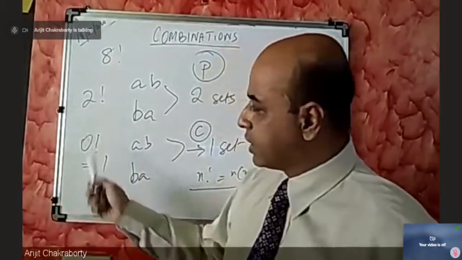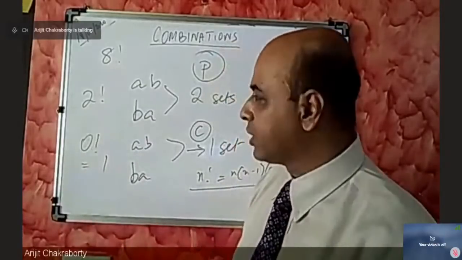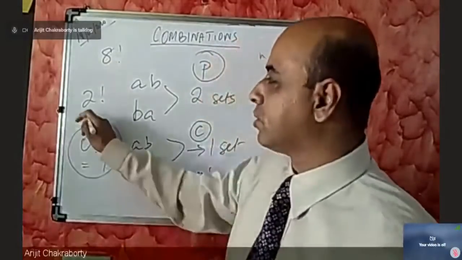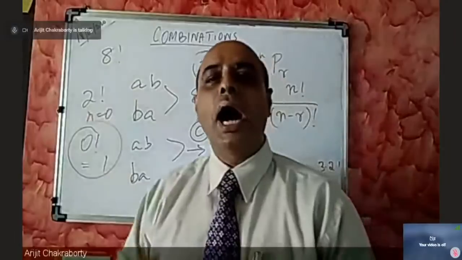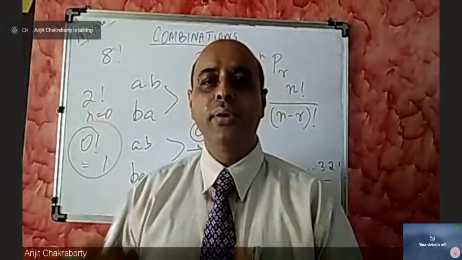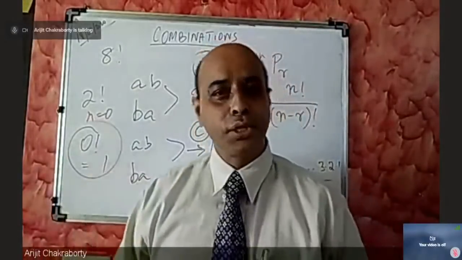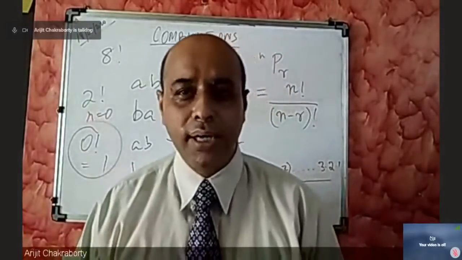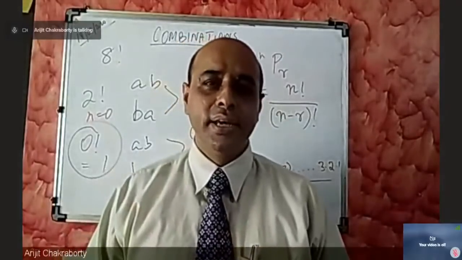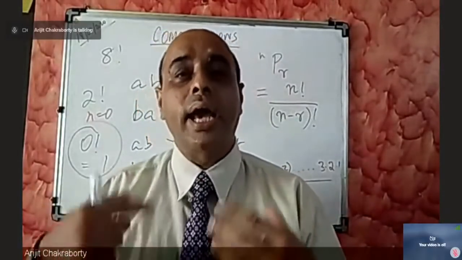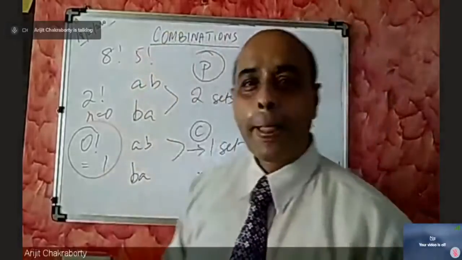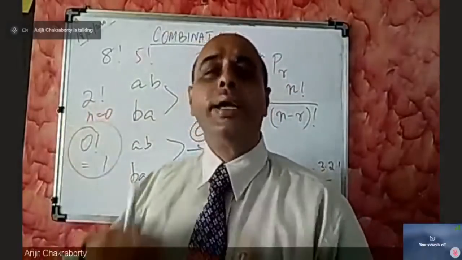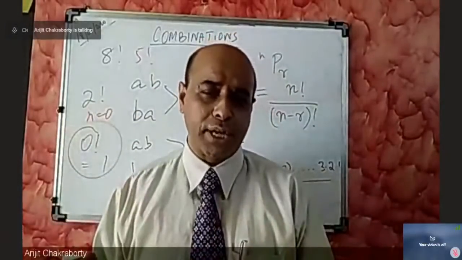But if I say 0 factorial, what does it mean? In this case, n is equal to 0. That means in how many ways can you arrange 0 things? 0 factorial means that. If I ask you 5 factorial, I can say in how many ways can you do 5 pieces of work, in how many ways can you arrange 5 objects?